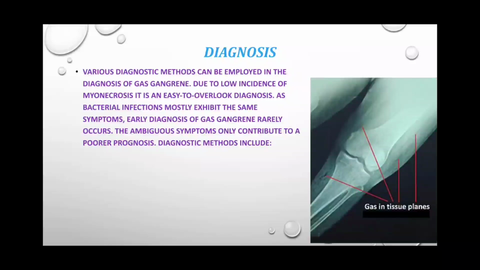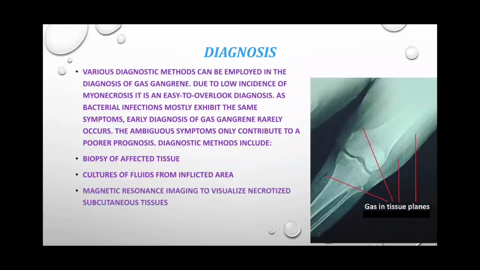We can also use some other tests. For example, X-ray examination can be done. We can also do a biopsy of the affected tissue, which can give the exact reason for the necrosis. We can also do cultures of the fluid from the infected area. As I told, these blisters contain fluid, so we collect this fluid and do a bacterial culture, and we find the exact bacteria that caused this condition.